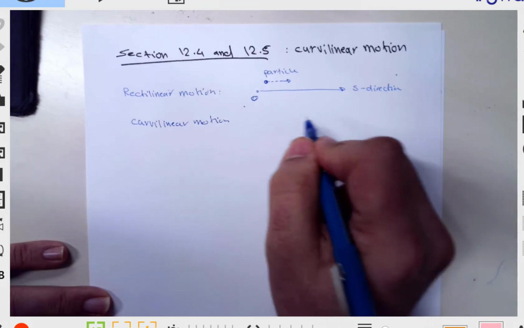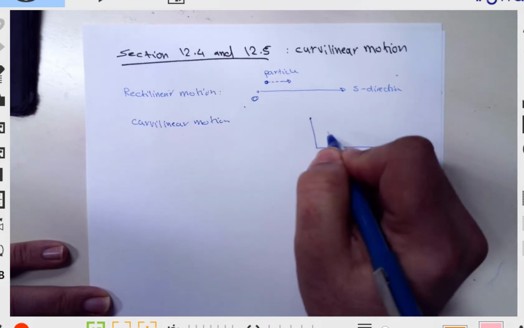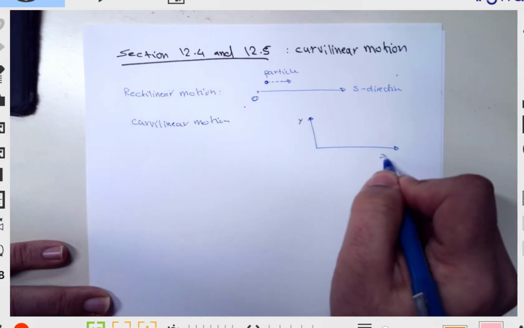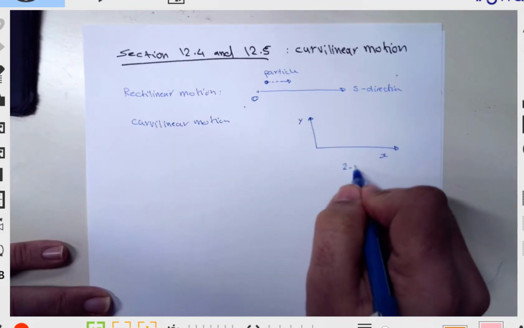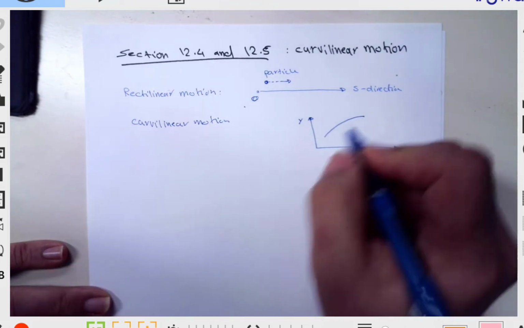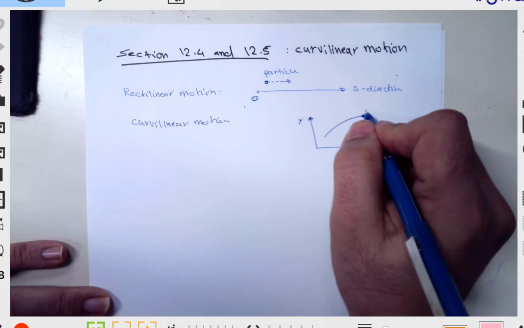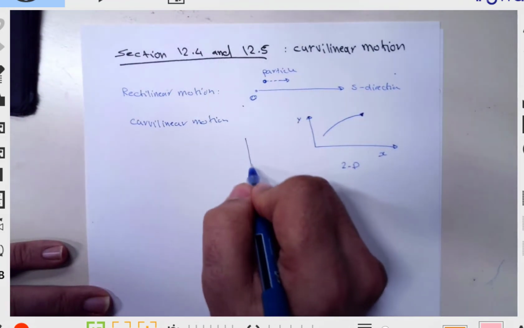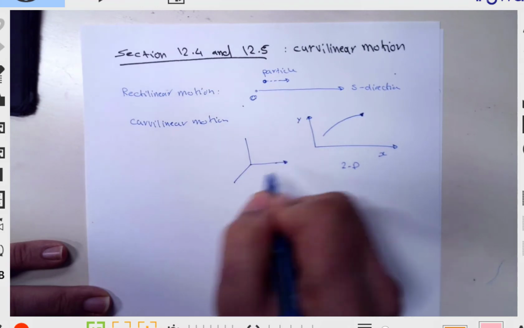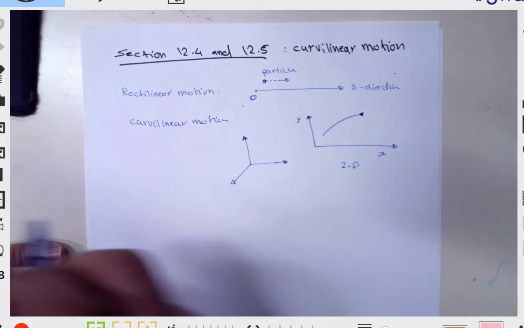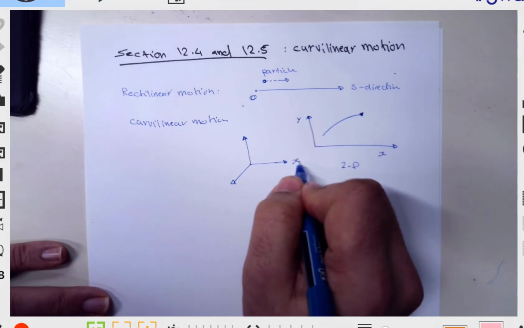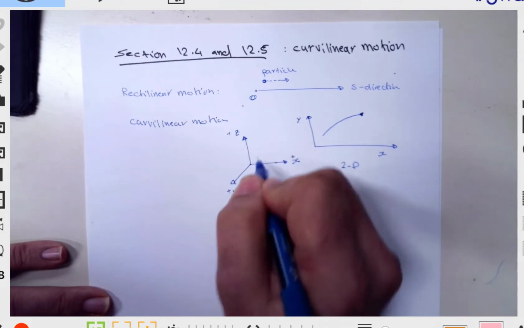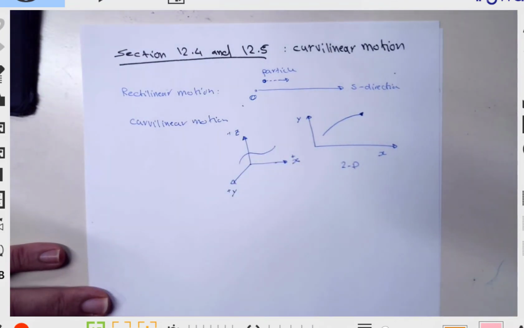So we can say, I have a particle, and its motion is described in y and x coordinates. This is 2D, and it follows a path. Right, this is the particle. Or we could say that this curvilinear motion is a part of a space or three-dimensional movement of an object, where we can describe x and z and y. These are all positive directions, and it exhibits general motion.